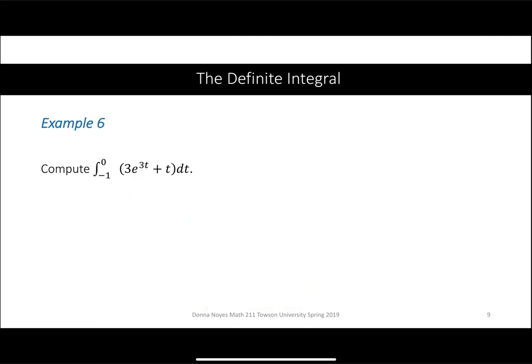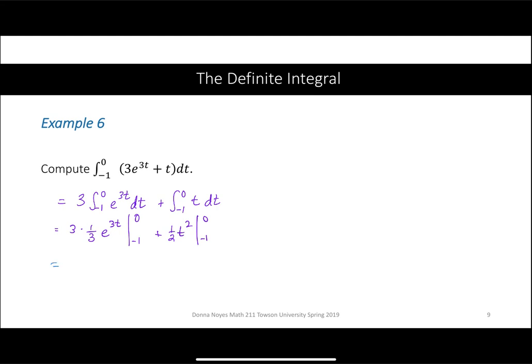Let's try another one. We can break this integral, from -1 to 0 of 3e to the 3t plus t dt, up into 3 times the integral from -1 to 0 of e to the 3t dt plus the integral from -1 to 0 of t dt, which means we get 3 times 1 over k e to the kt, so 1 over 3 e to the 3t from -1 to 0, plus, well, that's t to the 1, so that came from a 1/2 t squared from -1 to 0.